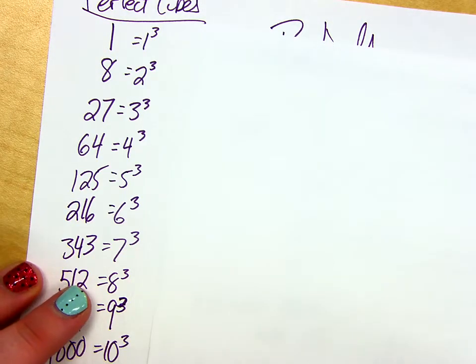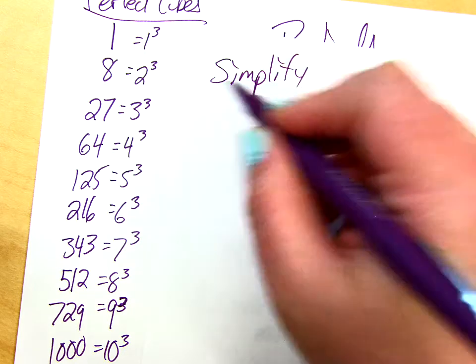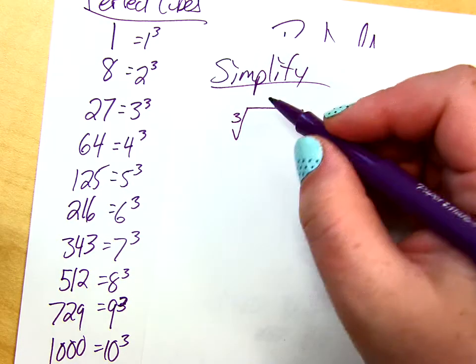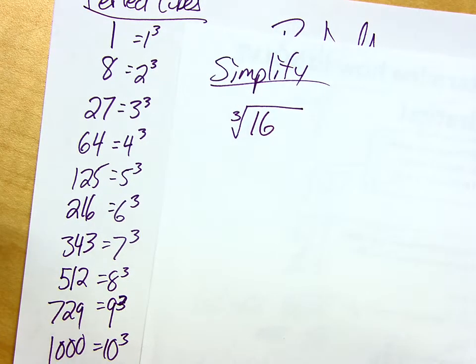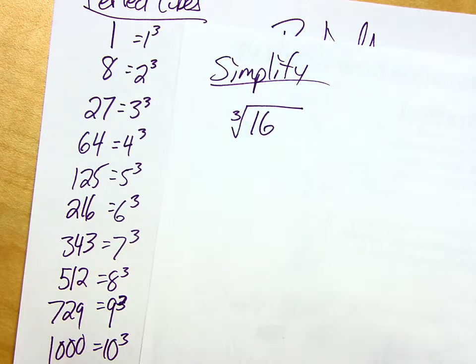Let's start off not too bad. Say I asked you to simplify the cube root of 16. Sixteen is not in this list. 16 is not a perfect cube. The process is the exact same thing that I do for a square root. I'm going to look in my list for the largest perfect cube that divides into 16. So what is the largest perfect cube that divides into 16? 8, right? We're starting off easy.